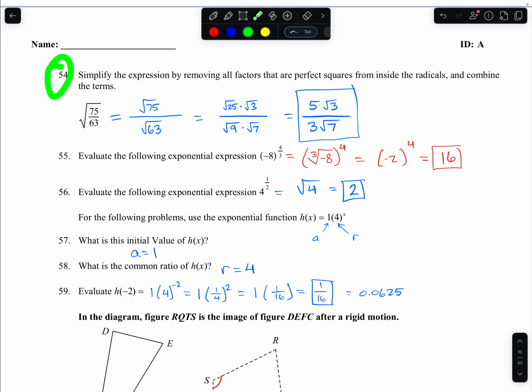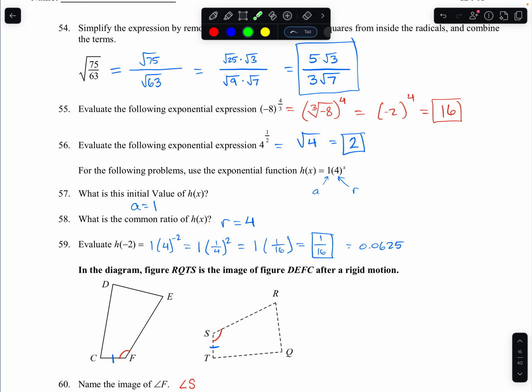All right, check your work on 54. Same idea, the biggest perfect square that's a factor of 75 is 25. The biggest perfect square that's a factor of 63 is 9. We evaluate those square roots of perfect squares, so the square root of 25 is 5, the square root of 9 is 3, but these factors can't be square rooted nicely, they just stay inside the radical symbol.